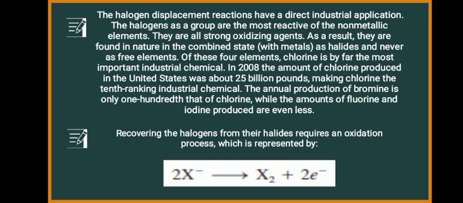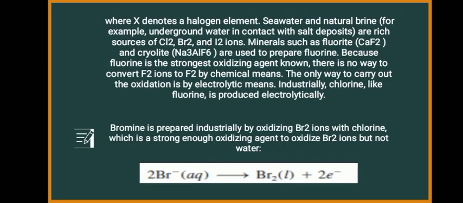Recovering the halogens from the halides requires an oxidation process, which is represented by 2X⁻ → X2 + 2e⁻, where X denotes the halogen elements. Seawater and natural brine, for example underground water in contact with salt deposits, are rich sources of Cl⁻, Br⁻, and I⁻ ions. Minerals such as fluorite, CaF2, and cryolite, Na3AlF6, are used to prepare fluorine.